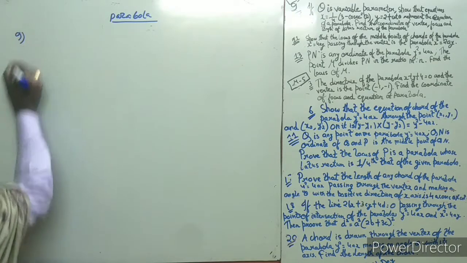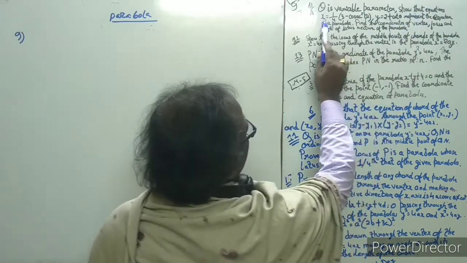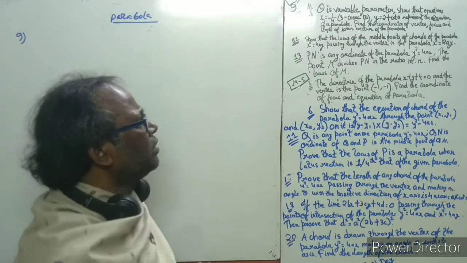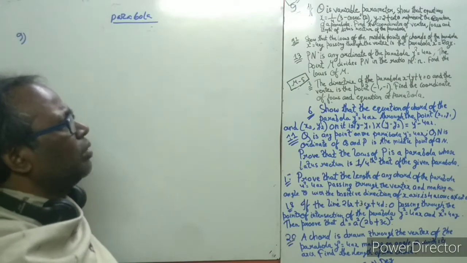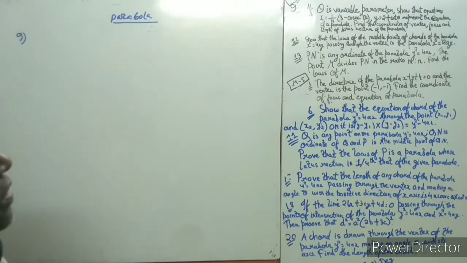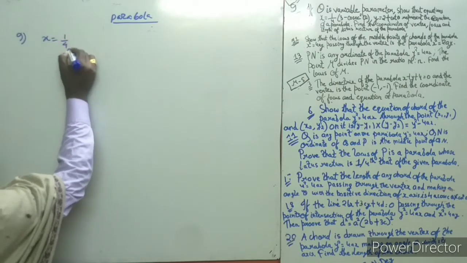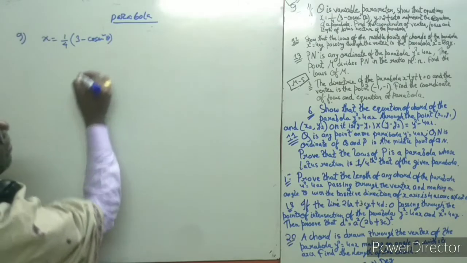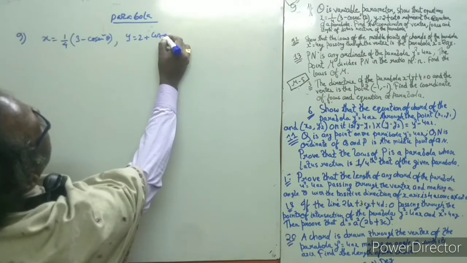Question number 9: theta is a variable parameter, and the parametric equations are x is equal to 1 by 4 within the bracket 3 minus cosec square theta, and y equal to 2 plus cot theta. Find the equation of the parabola and also find the vertex, focus and the length of latus rectum of the parabola. So see here, we are given x equal to 1 by 4 into 3 minus cosec square theta, and y is equal to 2 plus cot theta.